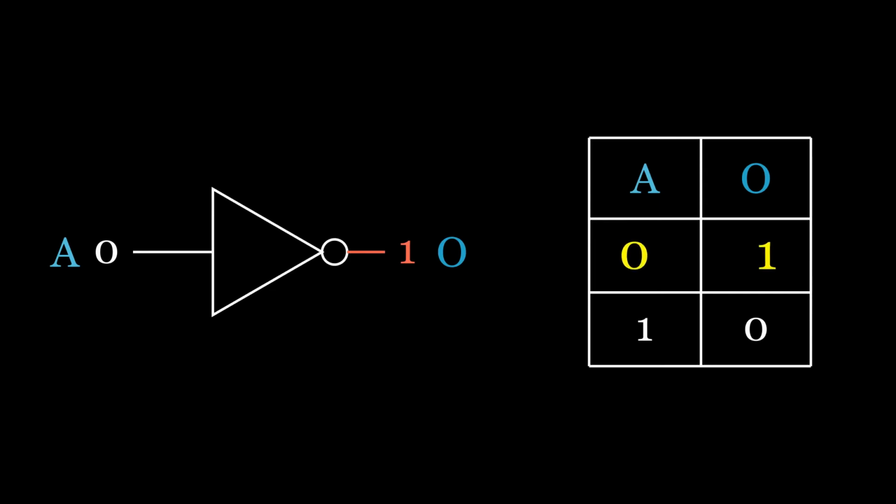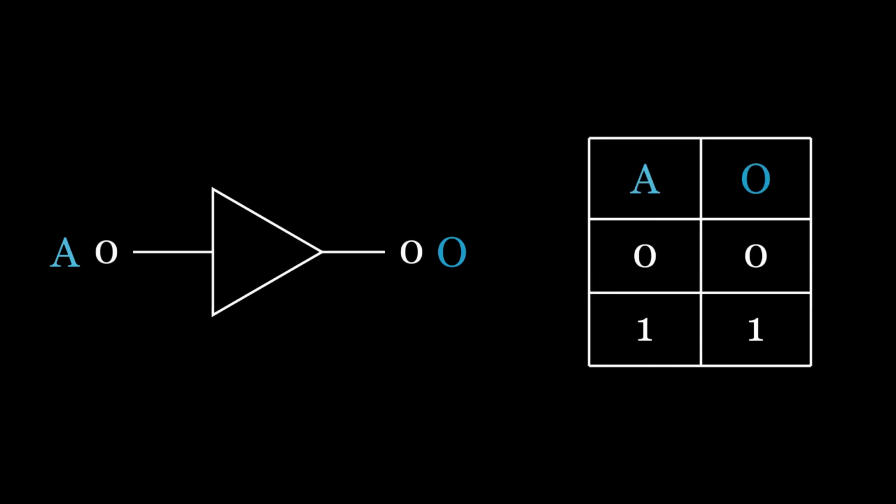And then the NOT gate. As you might have noticed, there's only one input, so the NOT gate only flips 0 and 1. 1 becomes 0 and 0 becomes 1. Next is the buffer gate, which does absolutely nothing except for buffering.